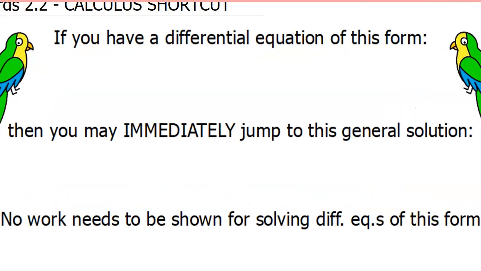If you have a differential equation that's in this form, dy dx equals k times y. That is super important. K times x isn't going to work. But this says the rate of change of something is directly proportional to the amount of that thing. The rate of population growth is directly proportional to the population.